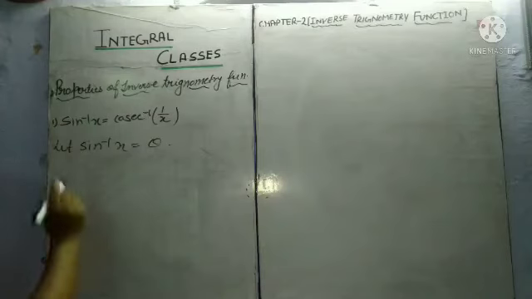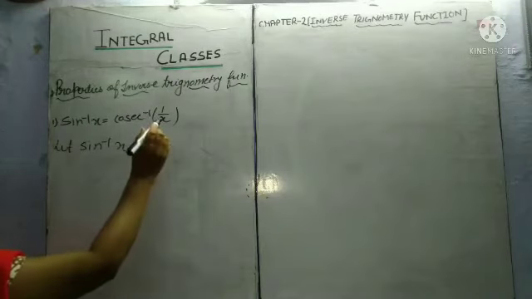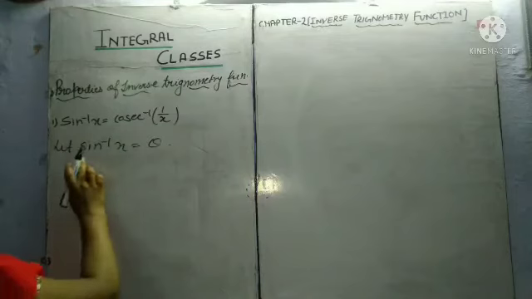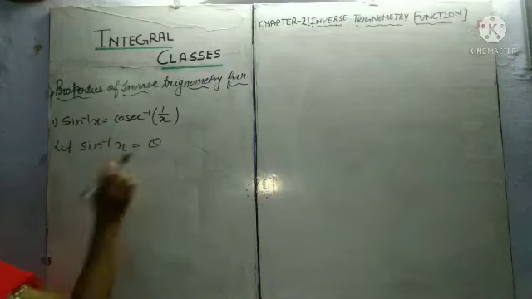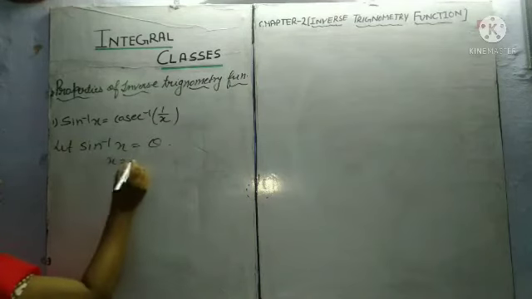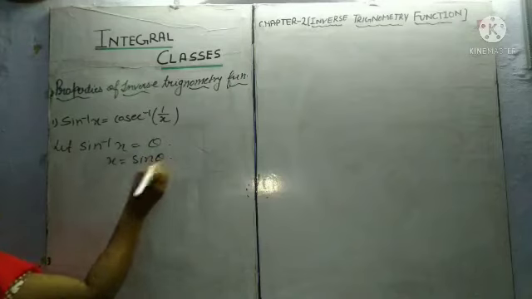First property is sin inverse x is equal to cosec inverse 1 upon x. So student, first we will let sin inverse x is equal to theta, therefore x is equal to sin theta.